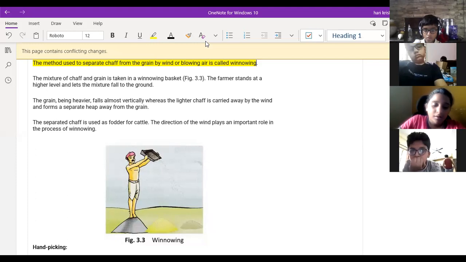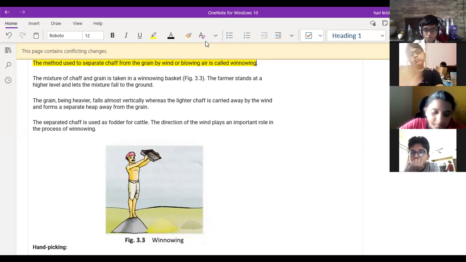Compared to sieving, winnowing is easy, right? You can stand on a higher place and just shake the winnowing basket so that whatever wind is coming will take all the husk or the hay particles far away from the seeds.